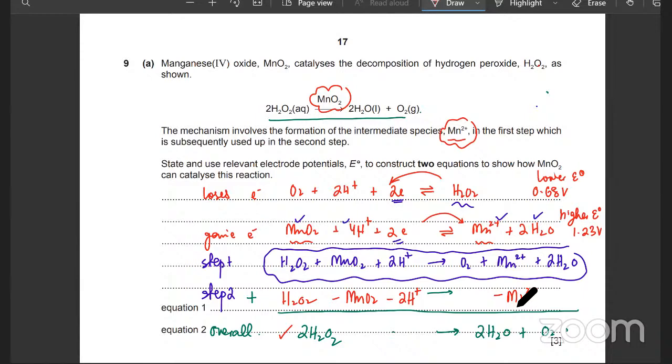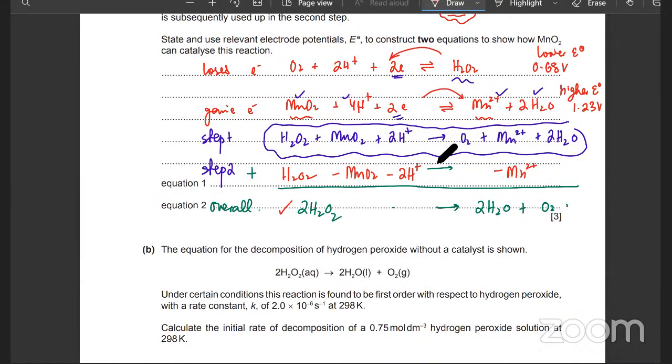Yes, sir. All I need to do now is rearrange this, because in an equation, just like a math equation, you just have plus, you don't have minus. So how can I convert the minus to plus? All I need to do is take the 2H+1 to the other side. Take this minus Mn2+ to this side. So what I'm going to do is put it over here, so it would become plus Mn2+.